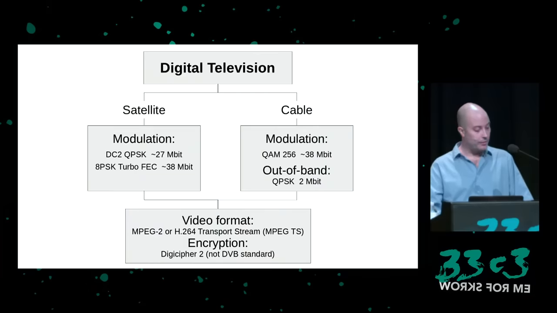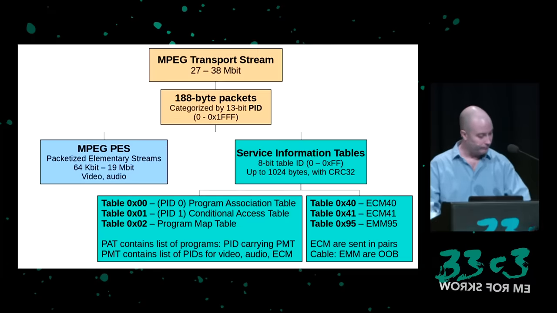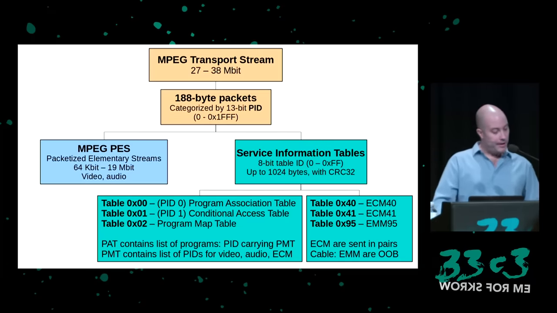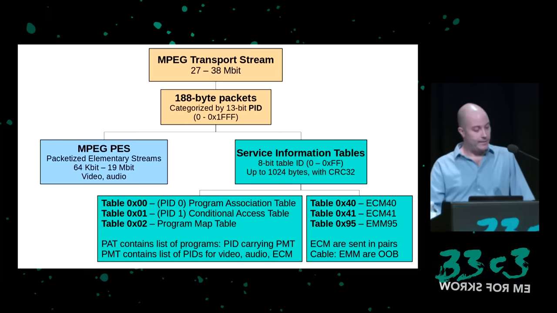This is a standard format for carrying video streams, so it can be played by any hardware video decoder or a software decoder, for example, VLC. And the encryption system used here is called DigiCypher 2, which does not follow the DVB standards that are used in the rest of the world. The MPEG transport stream is made up of packets of 188 bytes. Each packet has a PID. This is used to differentiate different types of data.